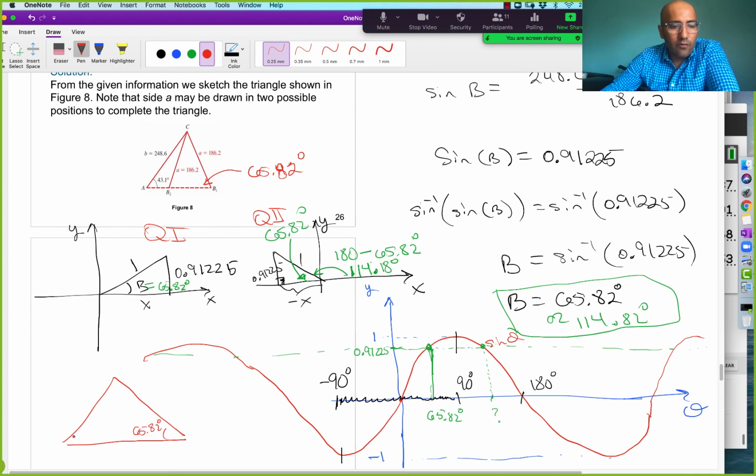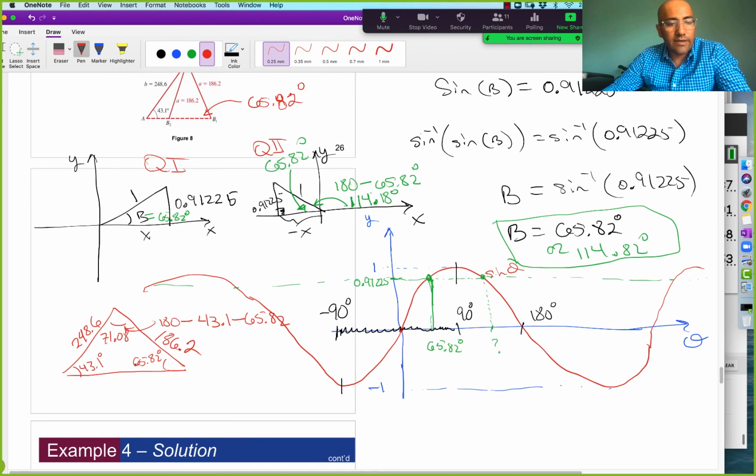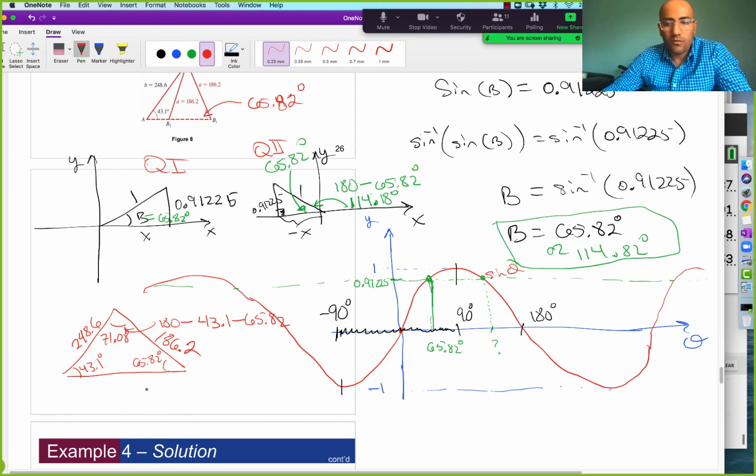You have this big triangle that looks like this. We have 65.82 degrees, and over here we have 43.1 degrees. So we can say that this guy up here must be 180 degrees minus 43.1 minus 65.82. So it's 71.08. And we've also established that this side is 248.6 and this side is 186.2. And now we can use, again, another law of sines to find the missing side. Any questions about that?